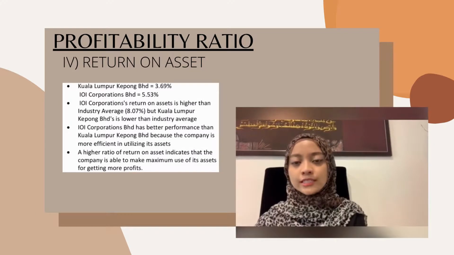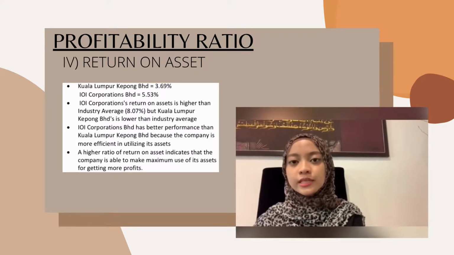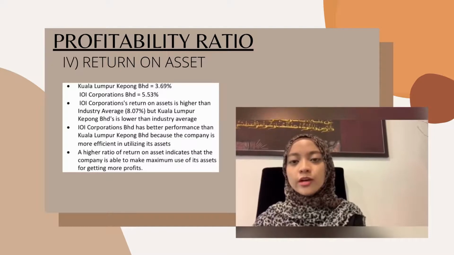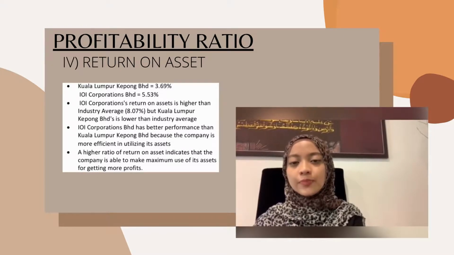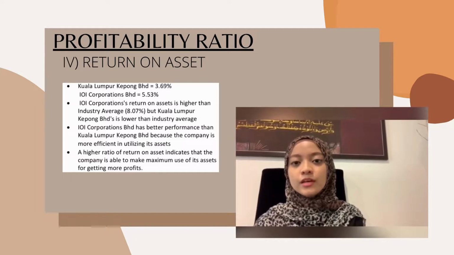For return on asset, Kuala Lumpur Kepong Berhad's return on asset is 3.69%, and IOI Corporation Berhad's return on asset is 5.53%. IOI Corporation Berhad's return on asset is higher than the industry average, which is 5.08%. This return on asset indicates that IOI Corporation Berhad has a better performance than Kuala Lumpur Kepong Berhad, as IOI Corporation Berhad's ratio is higher than the industry average ratio.